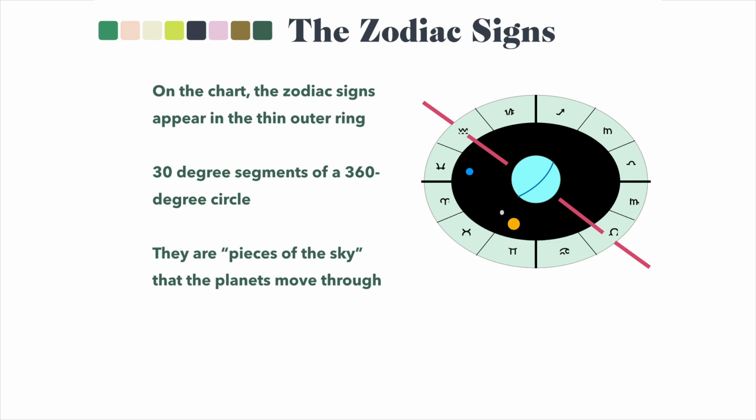So on the chart, the zodiac signs appear in the thin outer ring of your chart. They're 30-degree, equally sized segments of a 360-degree circle. They're basically the pieces of the sky that the planets are continuously moving through. And like we said, when you were born, it's like someone took a screenshot, a freeze frame of the sky that you were looking up at from the grass, and that is your chart.